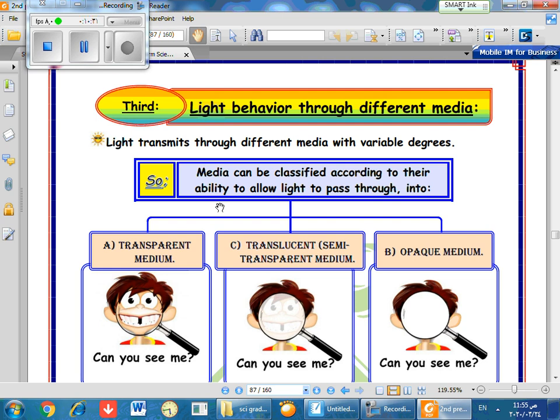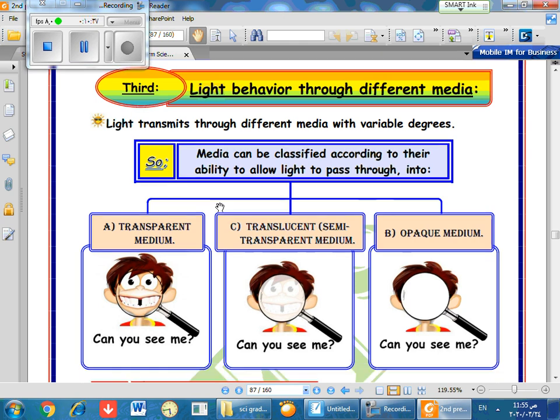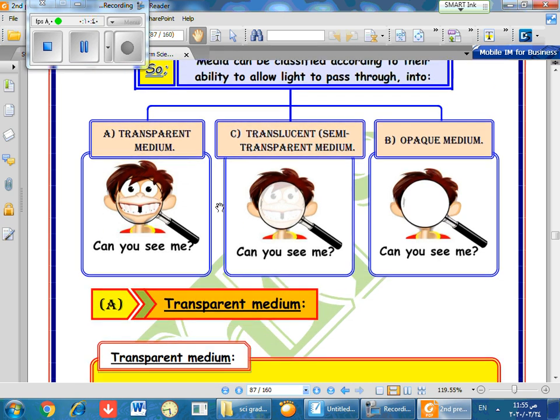The second medium is a translucent or semi-transparent medium, like frosted glass or tissue paper. The third one is opaque. The first one is a medium that allows most of the light to pass through it. The second one allows some or part of the light to pass through it, so you can see the object less clearly than with the transparent medium.